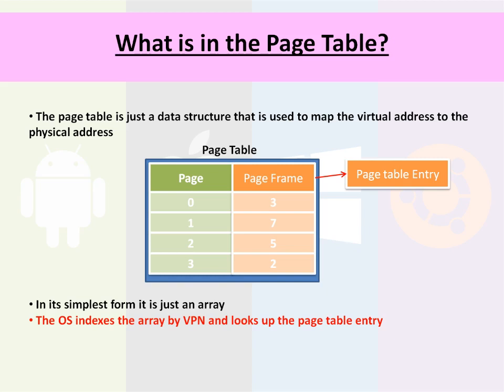So in the case that I've described here, a page table entry will just be the page frame number. However, in practice, this is not necessarily the case. There's a lot more information that goes into a page table entry. So when I say page frame here, it should actually be page table entry. And on the next slide, I'll show you everything that can go into this page table entry.